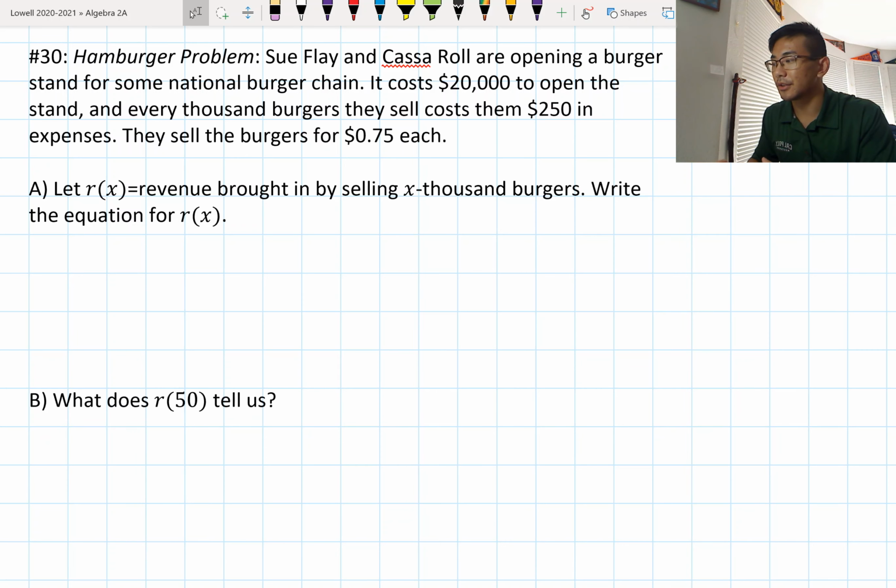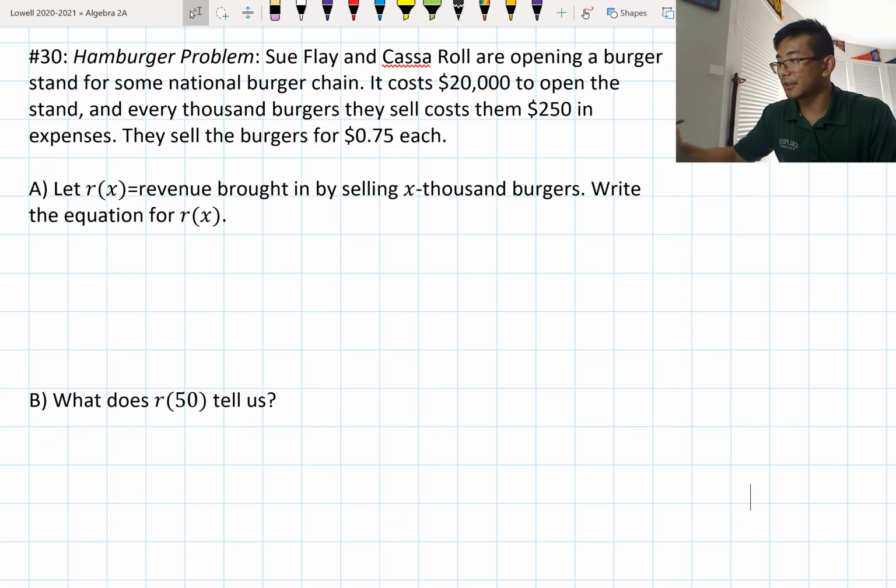Alright, so in this situation we have Souffle and Casserole opening up some burger stand like a McDonald's stand or a Burger King stand or something. And it's going to cost them $20,000 just to get the license and to open it. And then for every 1,000 burgers they sell, it's going to cost them $250 in expenses. So ingredients, plus if we consider all the maintenance that has to be done on the restaurant and so on. Let's just keep it simple there. And we also know that they sell the burgers for 75 cents each.